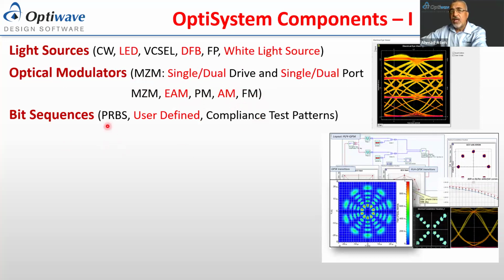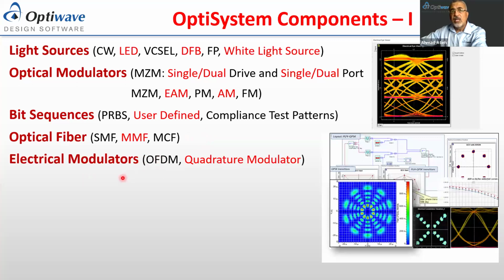We have bit sequence generators: pseudo-random bit sequence generators and user-defined bit sequence generators, as well as compliance test patterns, which can be used for compliance when designing, for example, transceivers. For optical fiber, we have different types of single mode fibers, and also multi-mode fibers. You can design your own multi-mode fiber and import it into this component. We also have multi-core fiber. You can design single mode multi-core or multi-core multi-mode fibers.